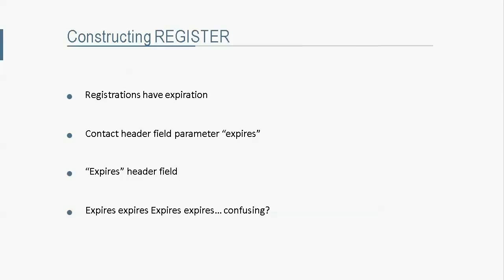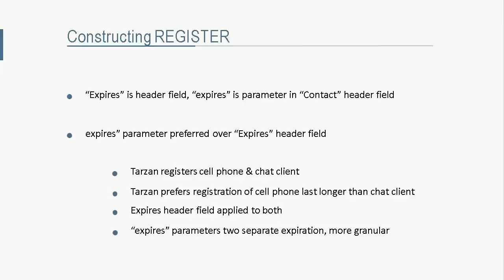The second way for a user agent client to define an expiration for a registration is, if the expires parameter described earlier is absent, using the Expires header field. This could not be more confusing, so let's spend a little more time to make sure it's clear. So there are two entities in question. One is a header field and the other is a parameter in a Contact header field. Both are called the same, but the header field is naturally written with a capital letter, Expires, whereas the header field parameter is written in small letters, expires.